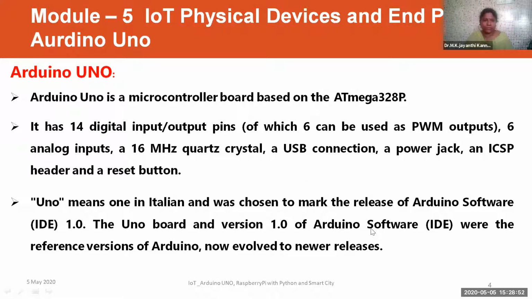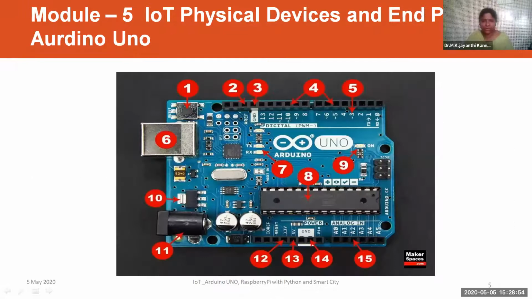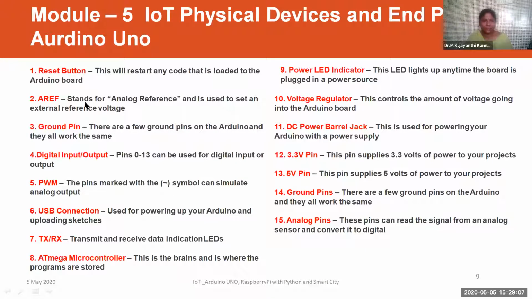So this is the microcontroller board. The figure shows you an Arduino UNO microcontroller board. It has many parts, numbered 1, 2, 3, 4 and so on. Number 1 is the reset button, 2 is the AREF pin, then the ground pin, digital input output, PWM pin, USB connection pin, TX RX pin. Like that we have 15 or 16 components.